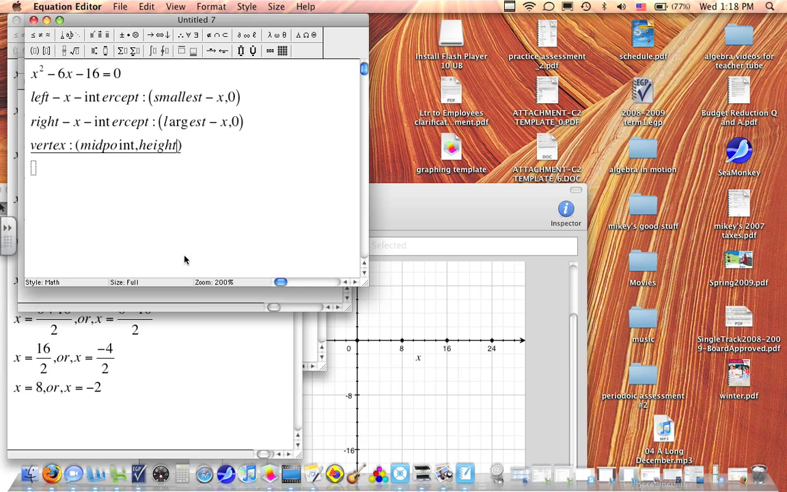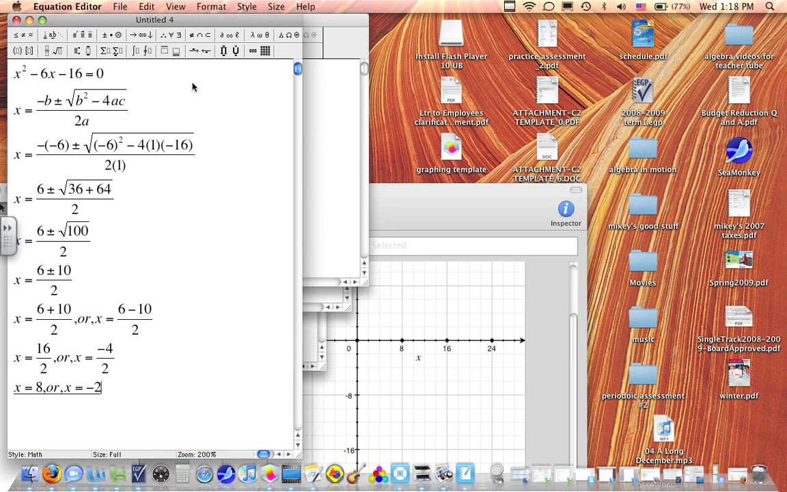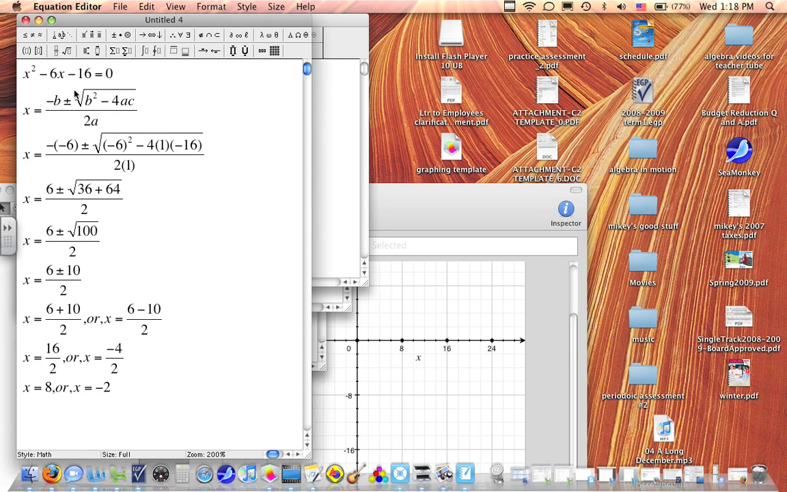Now, finding the intercepts, we've already done this. It's the quadratic formula. Matter of fact, I've already done this problem on quadratic formula, so rather than work it through step by step, I'll just show it to you briefly. I have x squared minus 6x minus 16 equals 0. I replace b with negative 6, a with 1, and c with negative 16.